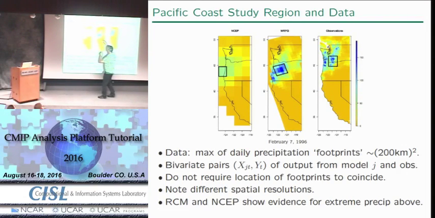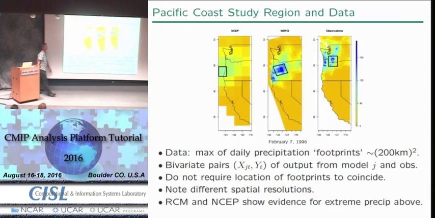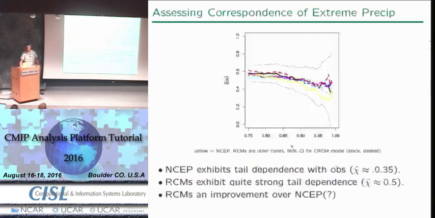So I take that output and create one number from it. I take the observations and create one number from them. I've got my bivariate time series. And then I look at an index which talks about the tail correspondence. Essentially this just says that you fix some very large quantile, say the 0.99 quantile, and you say, given that this one is above its 0.99 quantile, what's the probability that the other one is above its 0.99 quantile? And that's how we assess tail correspondence. And we look at that.